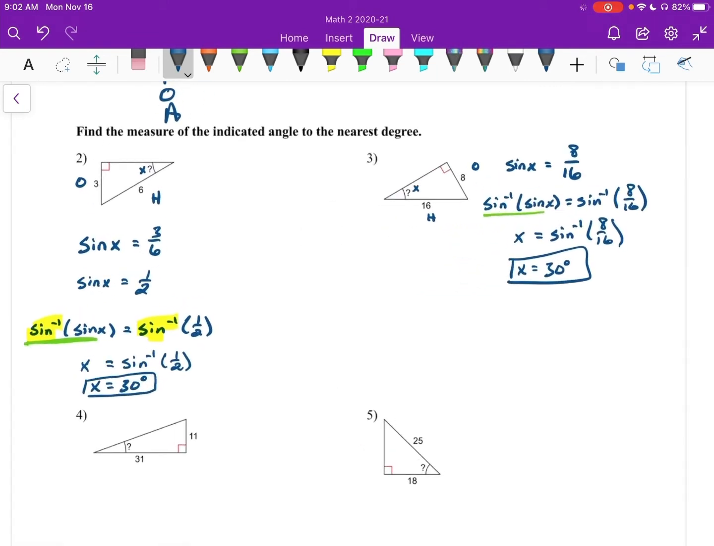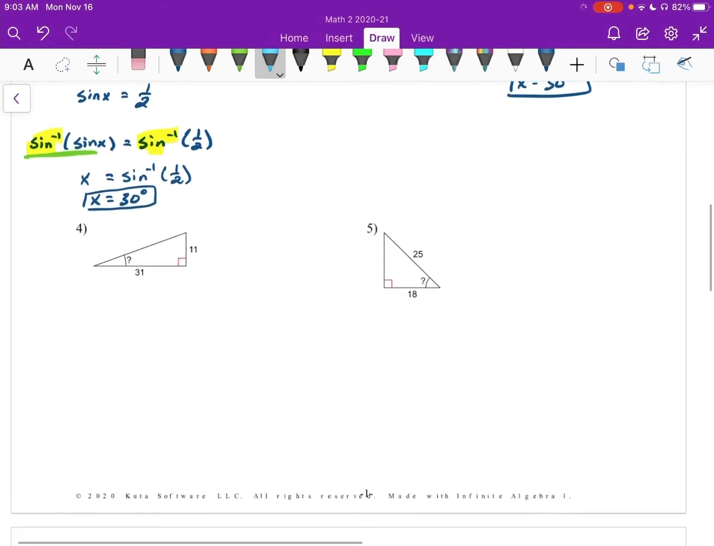All right. From now on, I'm going to skip this step and go straight down to the one below it. So anytime I have a sine or a trig function of x, I'm just going to get rid of it, and I'm going to say, well, the variable equals the inverse trig function of the fraction. So we'll see that in number 4 here.